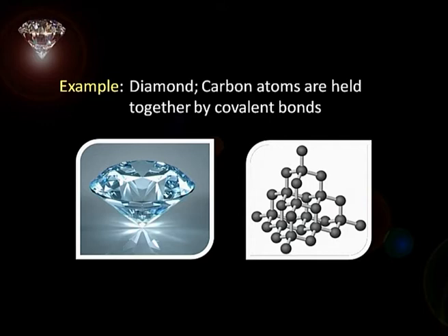Each carbon atom is attached to 4 more carbon atoms through covalent bonds. Since the covalent bonds are the strongest ones, this will be very, very hard. Okay. Graphite is another example of a covalent solid, a network solid.